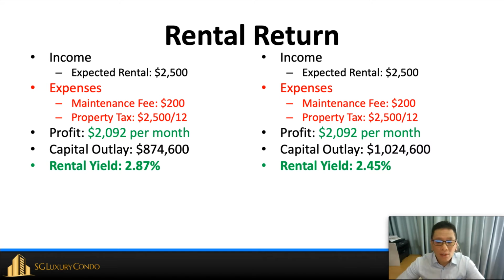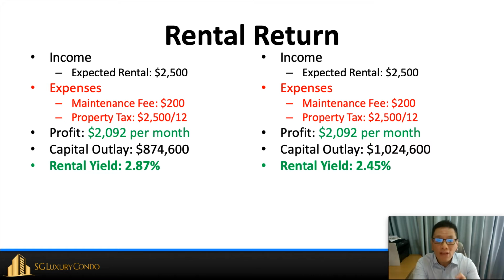Okay, so you will notice that although these two properties are worth 1 million and cost the same, on my left hand side you will see that the rental yield is actually higher because I use a lower capital outlay. Why I use a lower capital outlay was because on the left hand side, which is a BUC, you do not pay upfront $1 million.